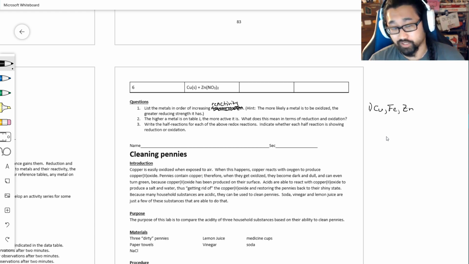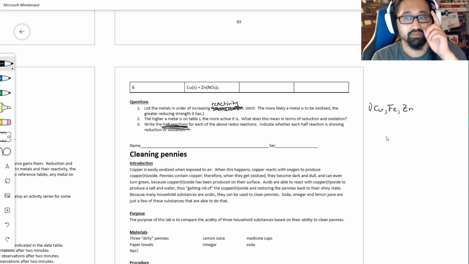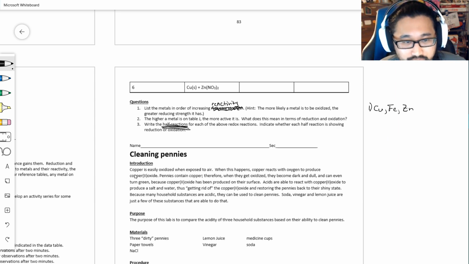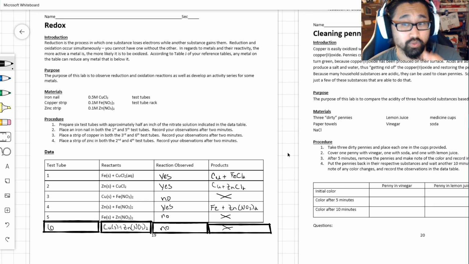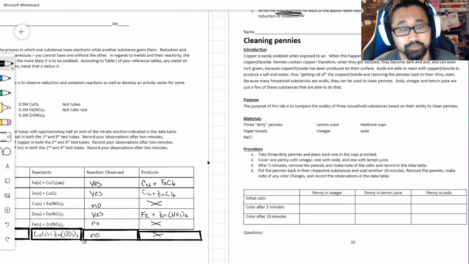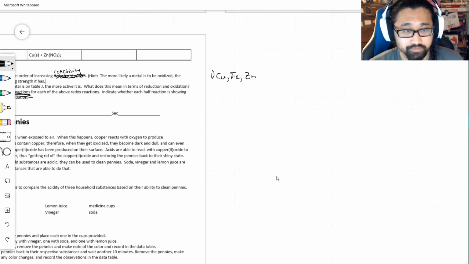Number 3 is the tricky one. Number 3 is the tough one, because I want you to write half reactions, which means you need to remember what a half reaction is. You're only going to have 3. You have to do it for number 1, number 2, and number 4, because that is where you observed reactions. I will do the first one with you. That will give you a template to follow for the other 2, right?